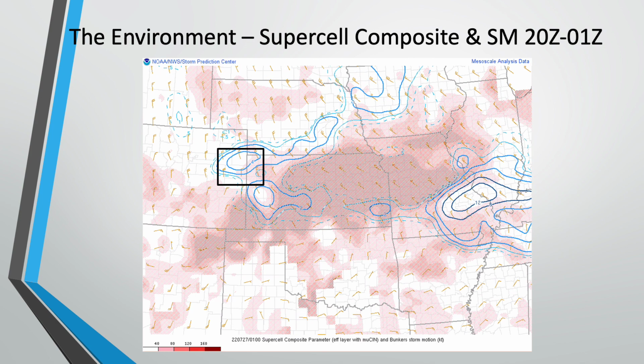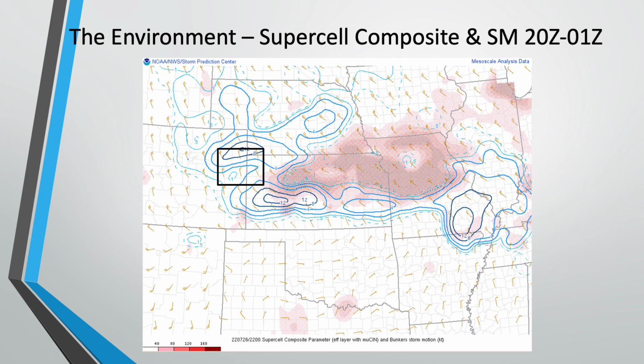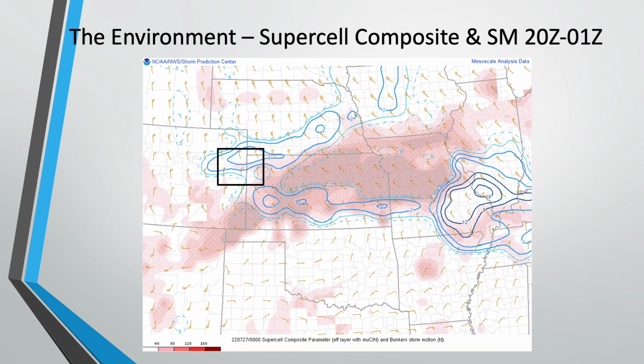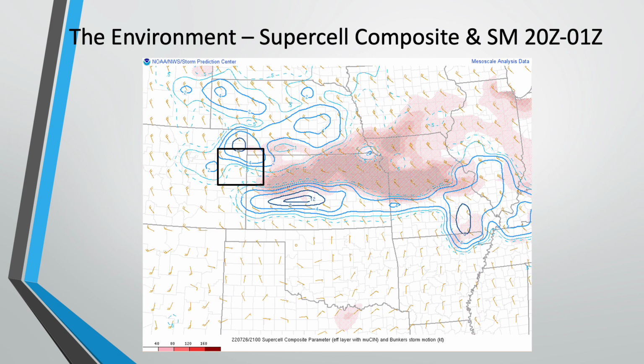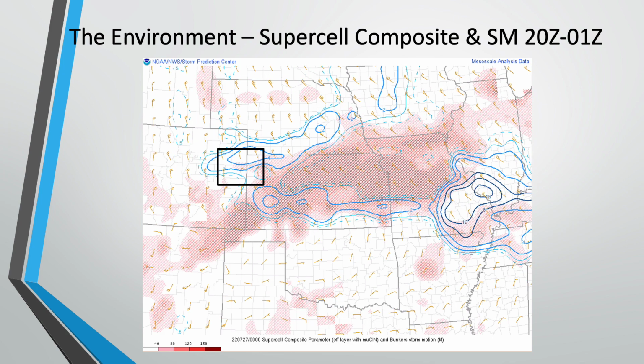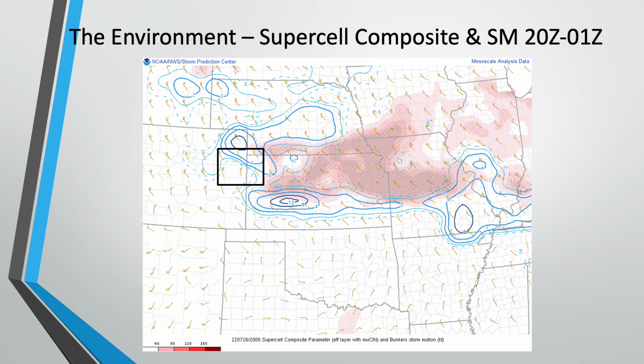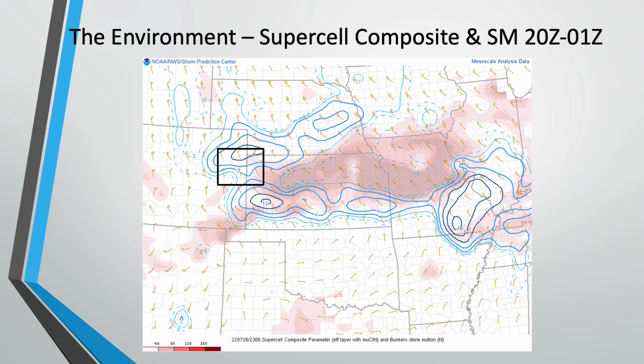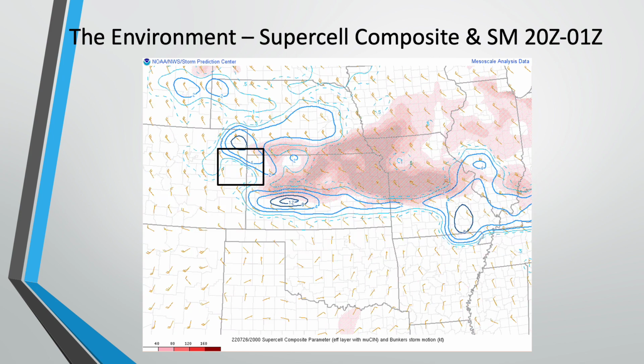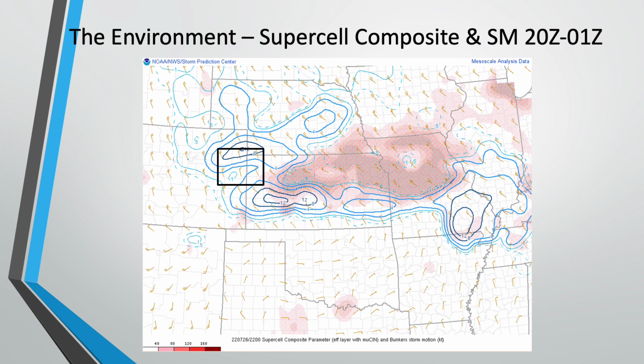Looking at our storm motion and the supercell composite. Generally with this, we are looking at a right mover storm motion that does follow along how this complex went. It's moving towards the south, and we see that narrow gradient of those supercell parameters.